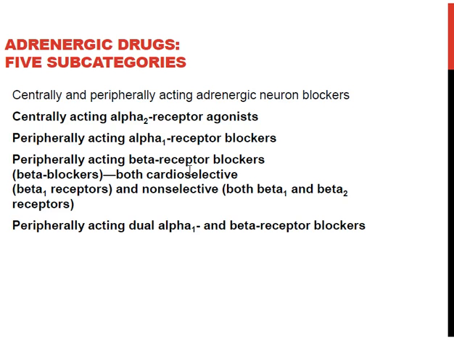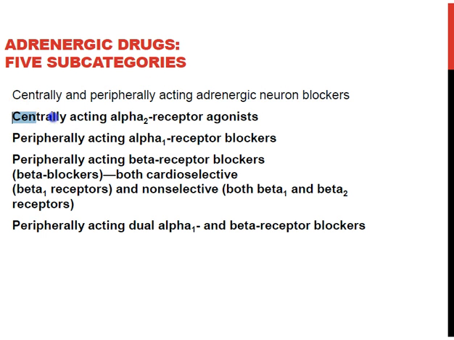Okay, so really the adrenergic drugs have 5 subcategories, and this, I know, can be a little confusing, but bear with me here, or you can re-listen to this slide set and hopefully it'll help. There are the ones that are centrally acting and peripherally acting adrenergic neuron blockers.